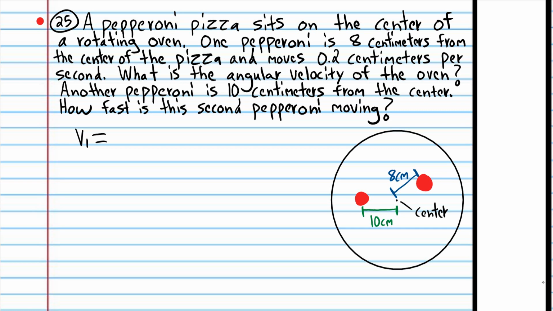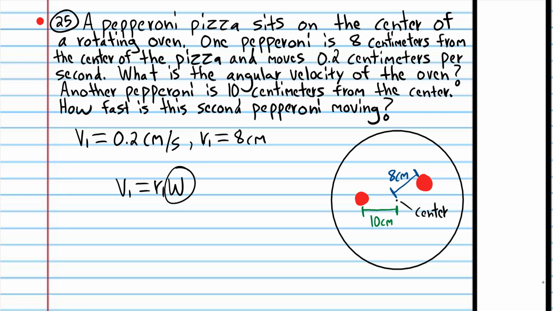So I'm going to say V1, the linear velocity of the first pepperoni, is 0.2 centimeters per second. And the radius of the circle created by the movement of the inner pepperoni is 8 centimeters. So again, we're considering two circular paths. The first has a radius of 8 centimeters, and the second has a radius of 10 centimeters. So V1 is equal to R1 times omega.